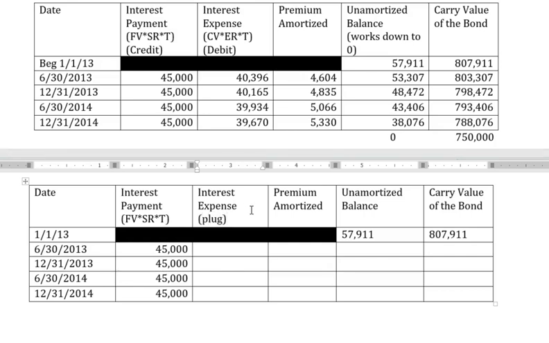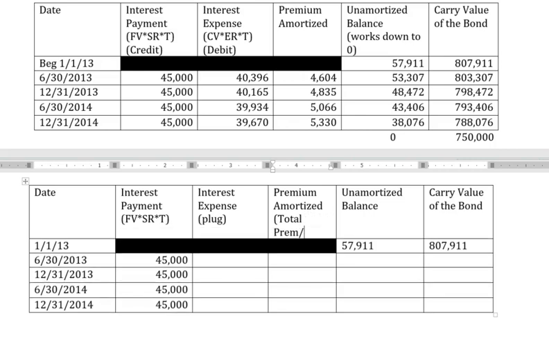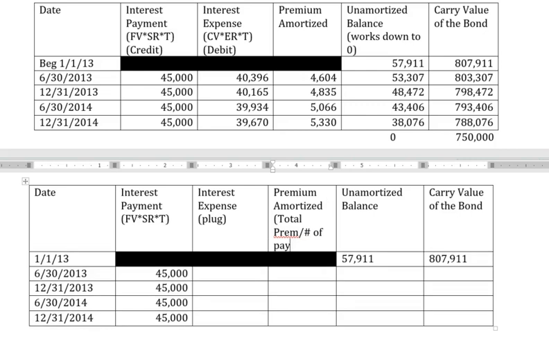Okay? What we do is we figure out the amortization first. So what we're going to do is take the total premium in this case. If it's a discount, you would just take the discount. And you're going to divide that by the number of payments. I know it keeps shifting me down, but that's okay.